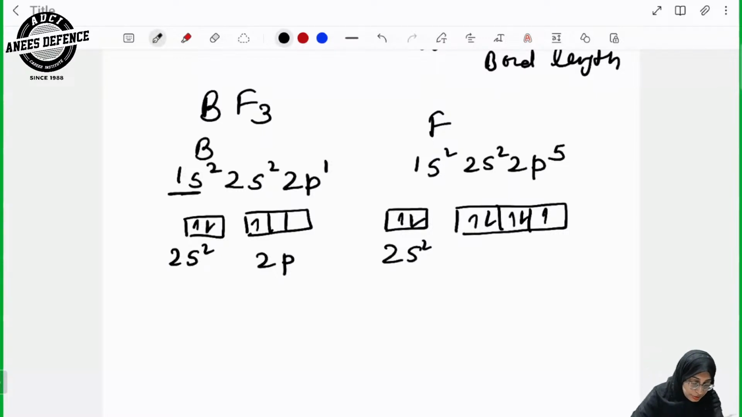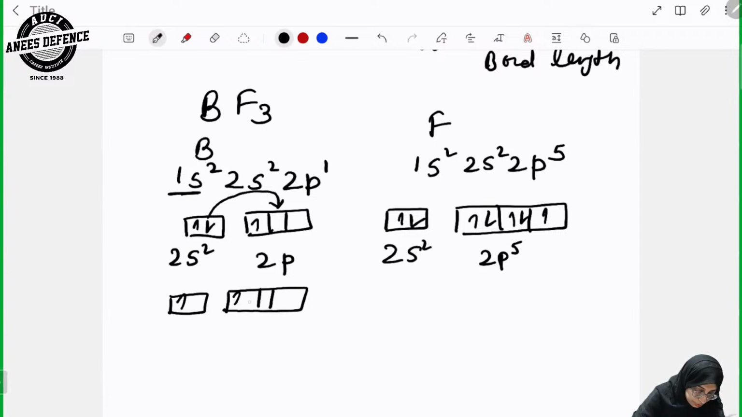Here there is 1 boron and 3 fluorine atoms. Boron has only 1 unpaired electron, and fluorine also has 1. But 1 boron has to make bonds with the 3 fluorine, so it has to accommodate 3 electrons of 3 fluorine. So what will happen? One of these electrons will shift to this orbital. It will become like this.